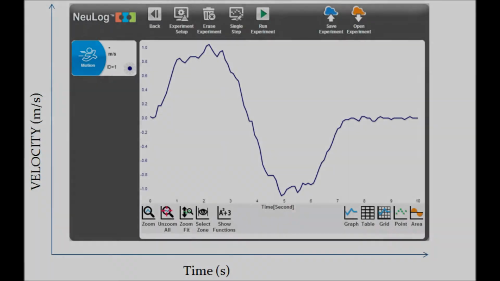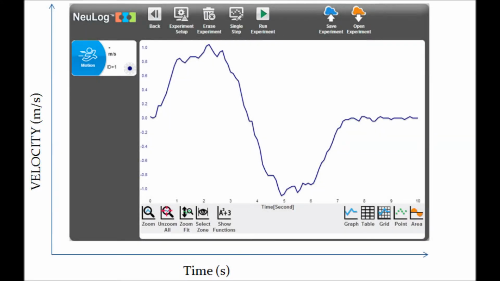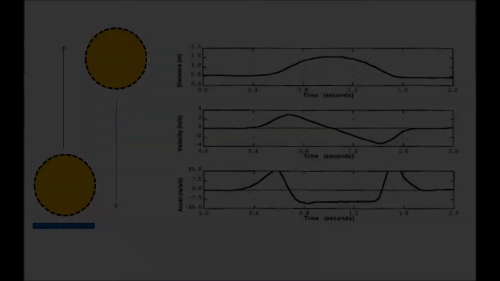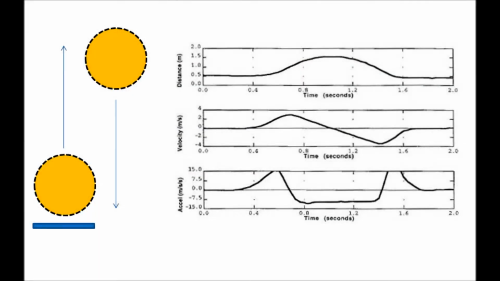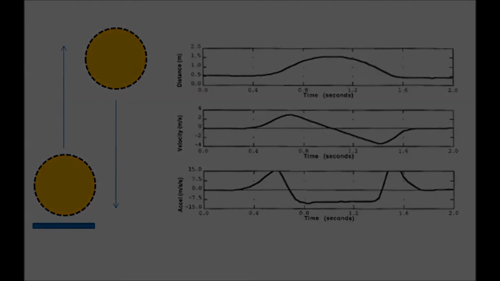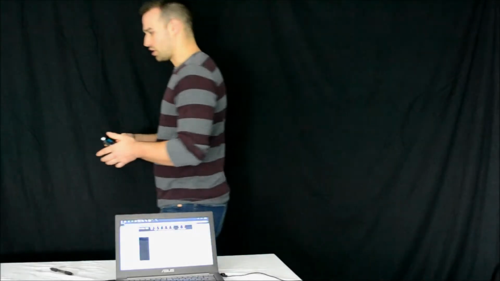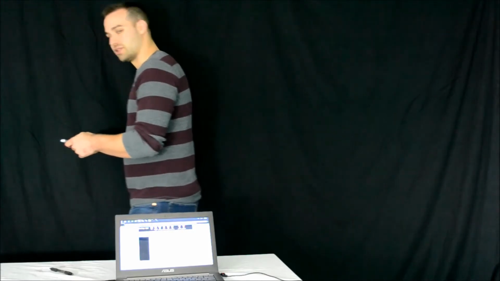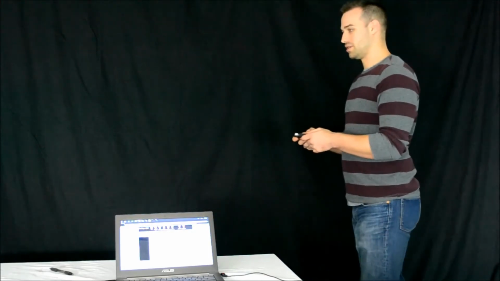For this experiment, we're going to use the motion sensor to try and recreate this velocity versus time graph, which you may have recognized as the velocity versus time graph of an object being thrown into the air, the velocity slowing down due to gravity, and ultimately changing directions. Start about a meter away from the wall, take a couple steps back, and return.